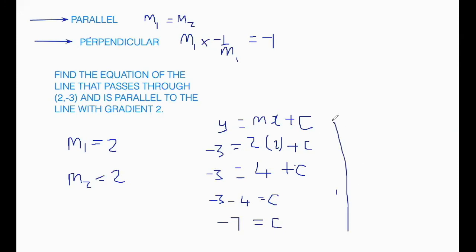And don't forget that once you have the y-intercept, we rewrite it as y equal the gradient, which is 2, and then rewrite the variable, which is x, minus 7. That's it.